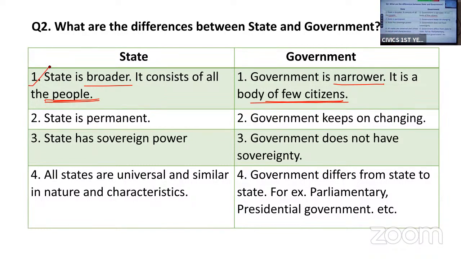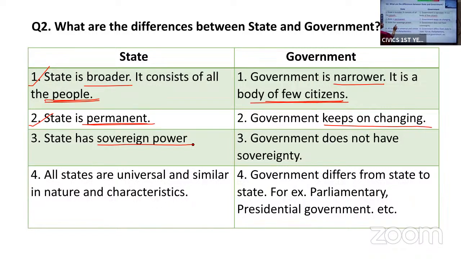First point. The next is state is permanent. We have discussed state has got sovereignty, and one of the features of sovereignty is permanence. So state is permanent, whereas government keeps on changing. Government changes every 5 years through elections. With the change in government, state does not lose its sovereignty. So state is permanent.